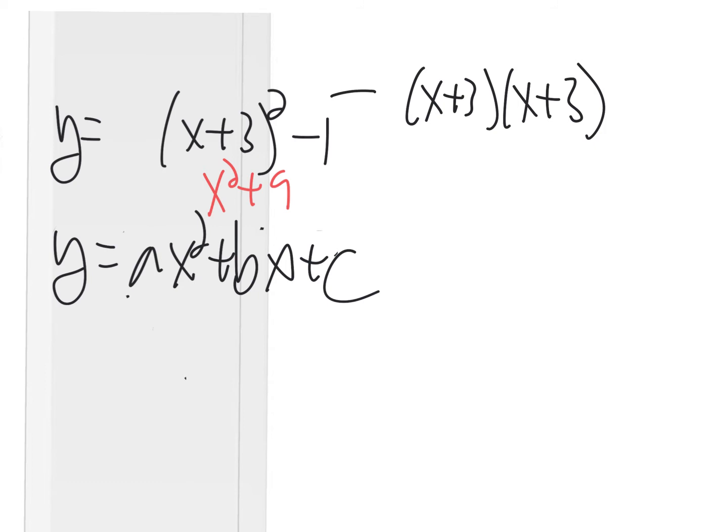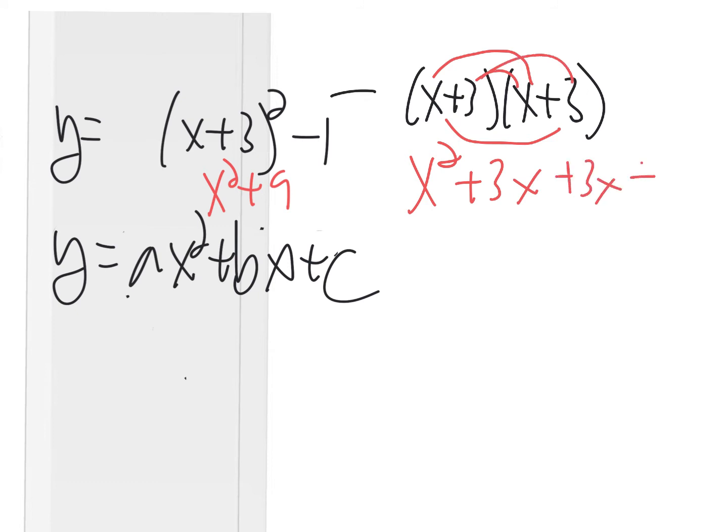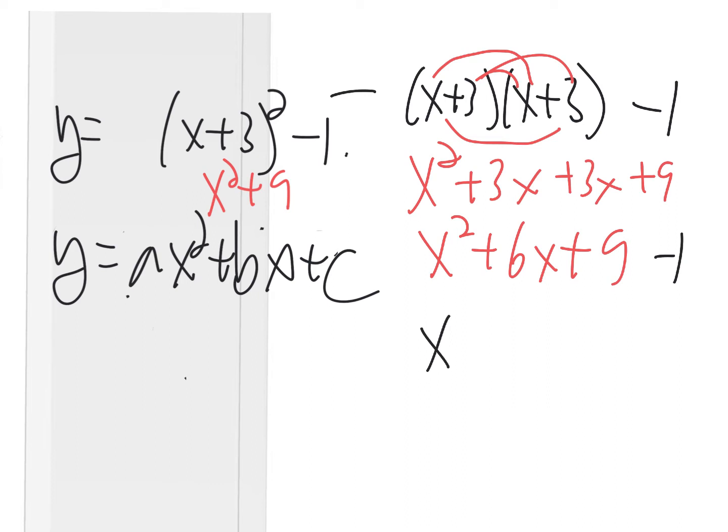I've got to multiply. So we're going to FOIL it first: outside, inside, last. That's going to give me x squared plus 6x plus 9. Now I lost that negative 1, so I've got to make sure I include it. So in standard form, this equation becomes x squared plus 6x plus 8. Okay? So there's that part.